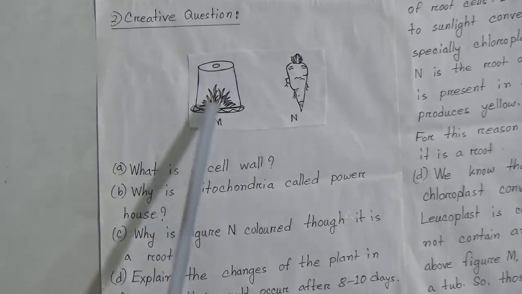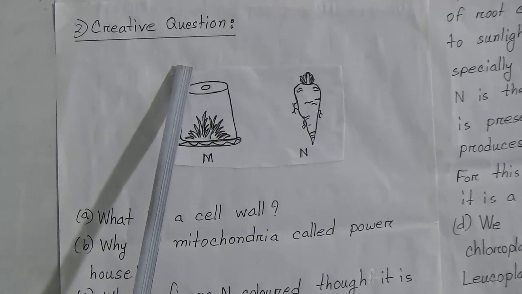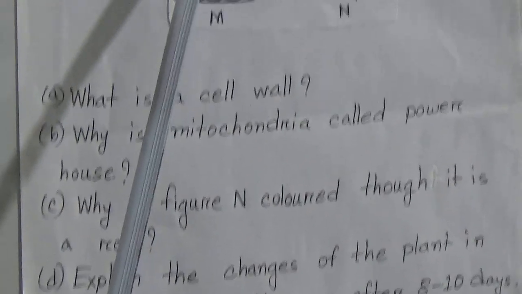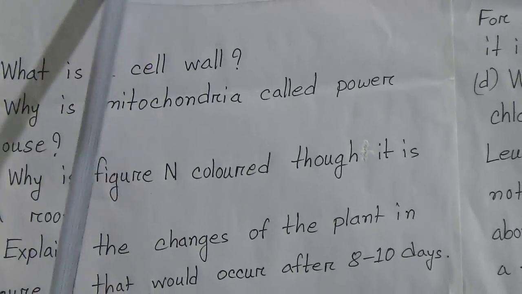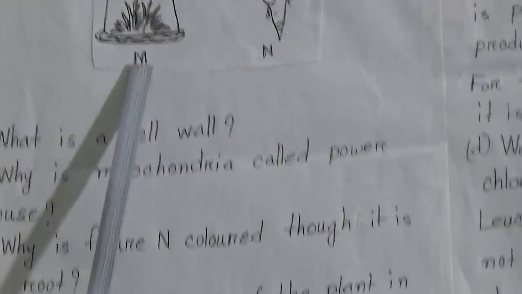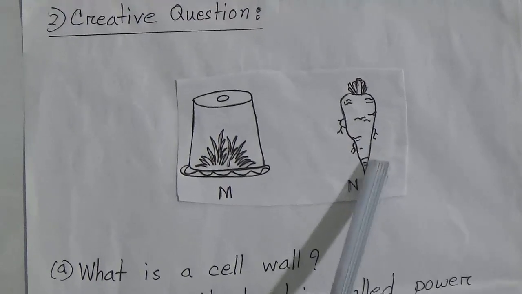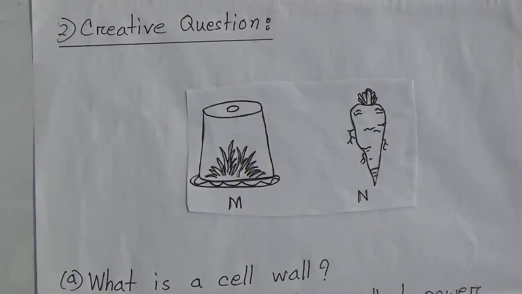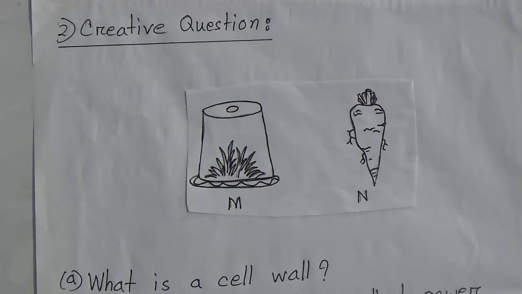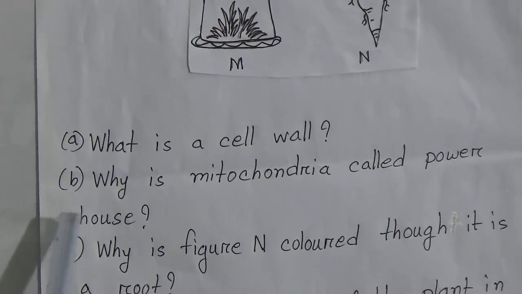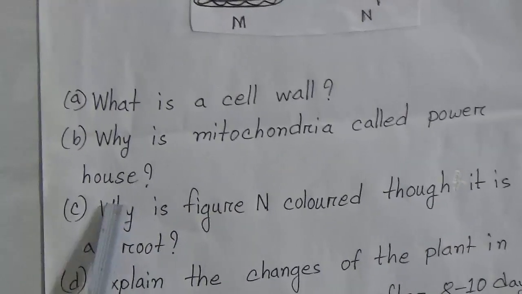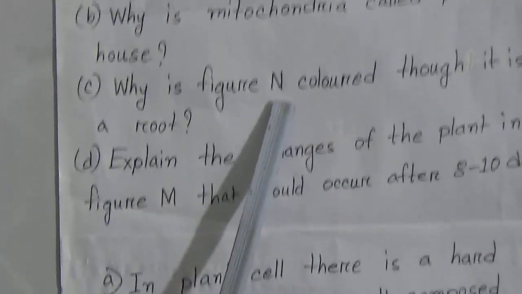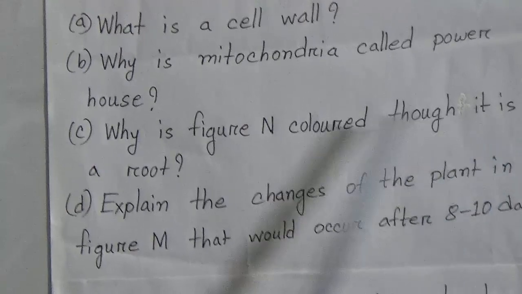Students, you can see here is the stem, and here are the two pictures. This is creative question 2 according to your book. The first picture is a tub covering some grasses. This is picture M, and the other is a picture of a carrot. This is N. Our A number question is, what is a cell wall? B number is, why is mitochondria called the powerhouse? C number, why is figure N colored though it is a root?